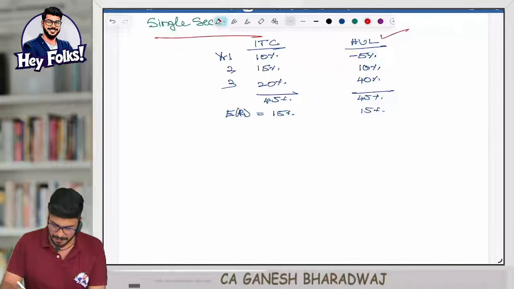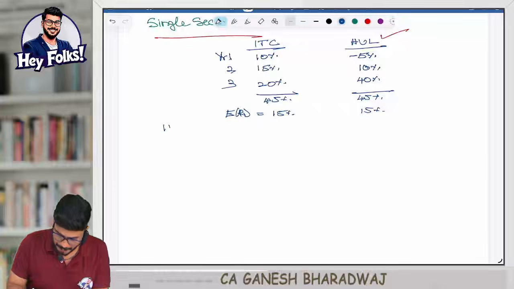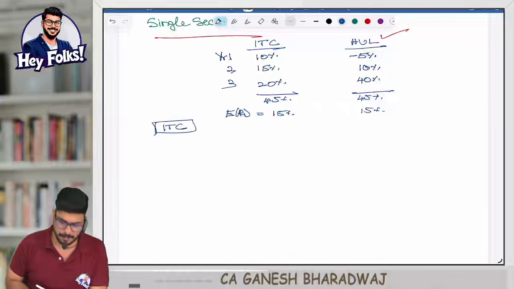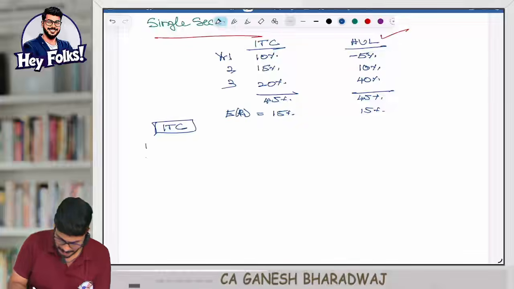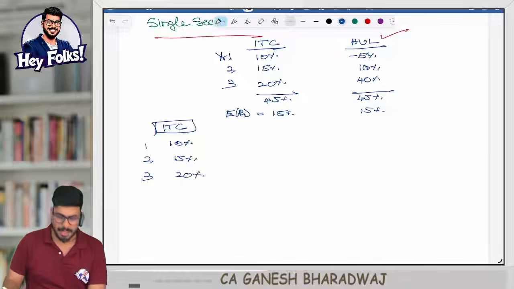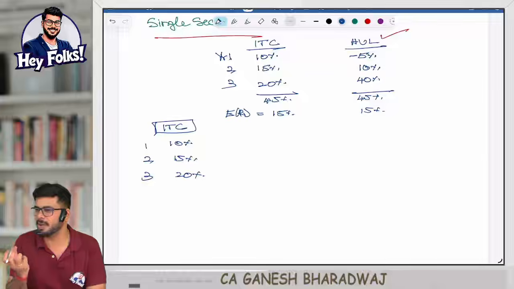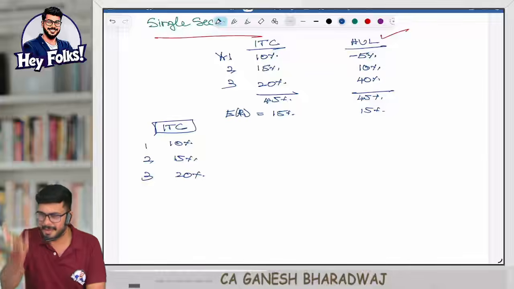Now, guys, first we will compute for this company ITC. Yes, we have 3-year data. What is it? 10%, 15%, and 20%. Now, what is the expected return? Can I call this expected return the arithmetic mean? It is nothing but the average, the simple average.